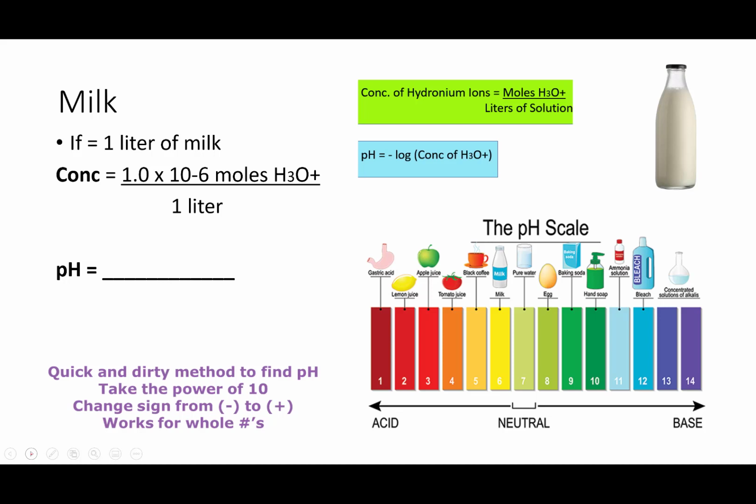Let's try another one. Milk, if I have a liter of milk, the concentration in that solution is going to be 1 times 10 to the negative 6 moles per liter of hydroniums. So what's going to be the pH of that solution? Again, quick and dirty method is we're going to take that power of 10, switch it from negative to positive, the pH is 6. And if you look on my chart, neutral water has a pH of 7. Milk is slightly acidic, and it has a pH of around 6.